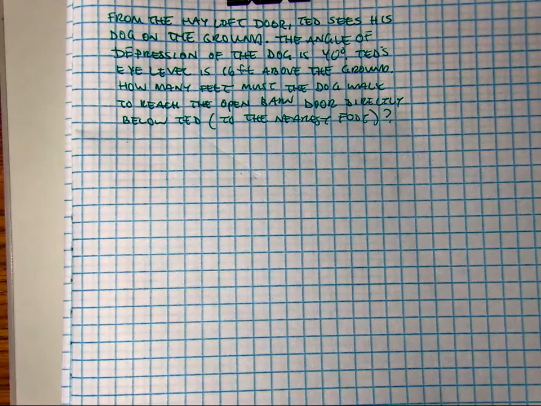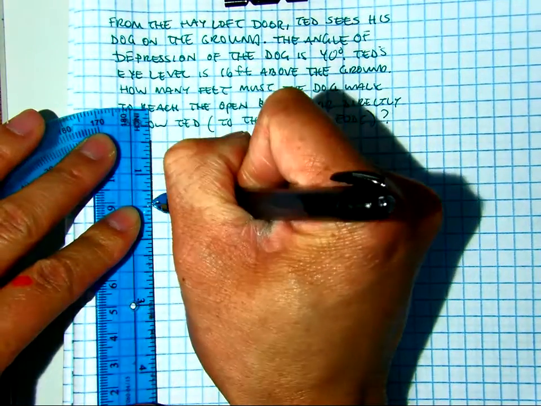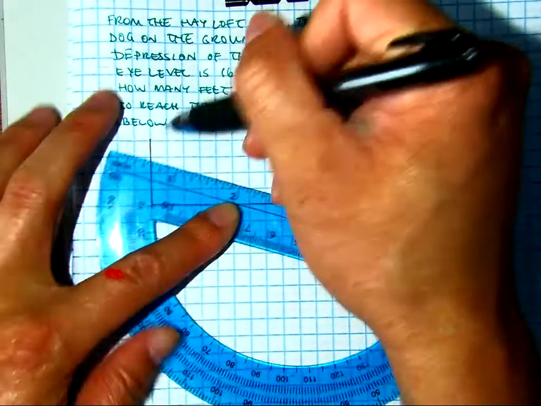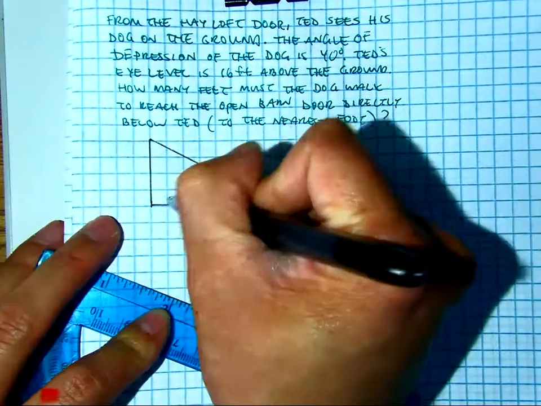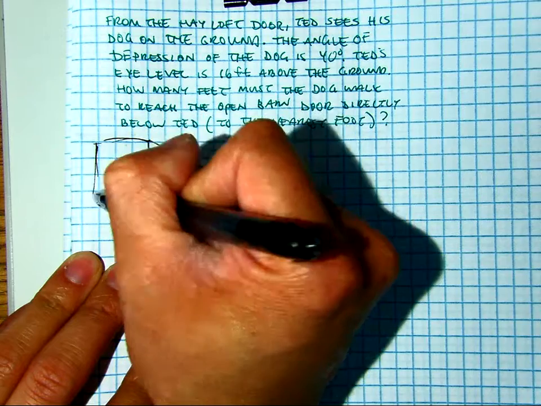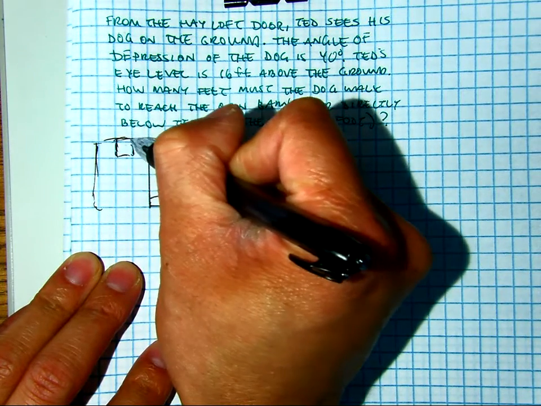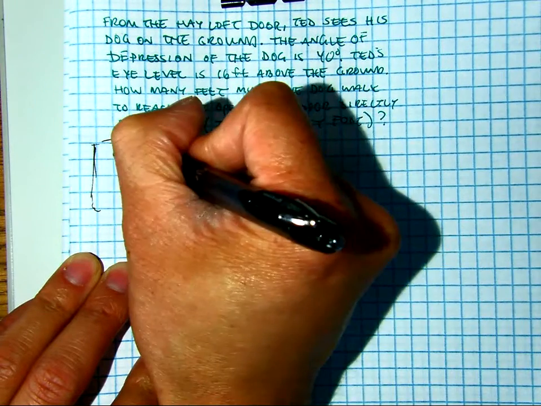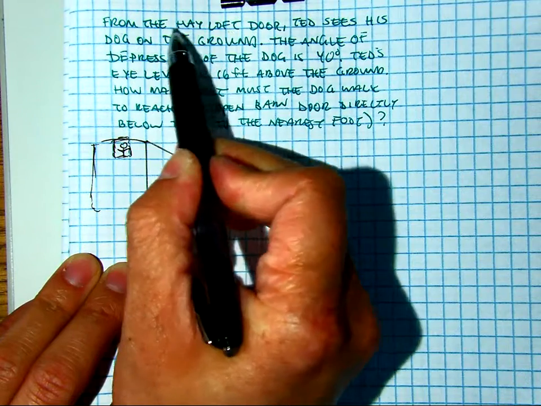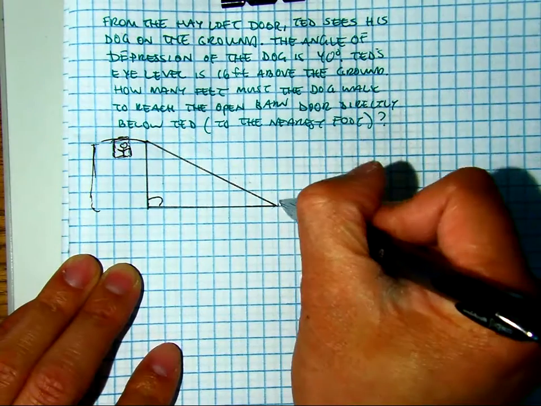From the hay loft door. I'm not a farmer, but I'm going to draw a right triangle from a hay loft door. So here's my barn, and usually loft doors, I don't know, maybe the animals sleep below and they put the hay above. From the hay loft door, Ted sees the dog on the ground. So here's my dog.